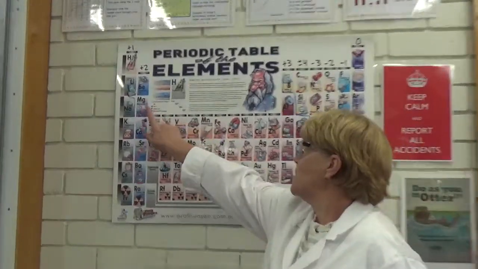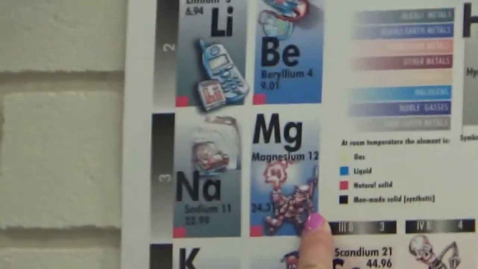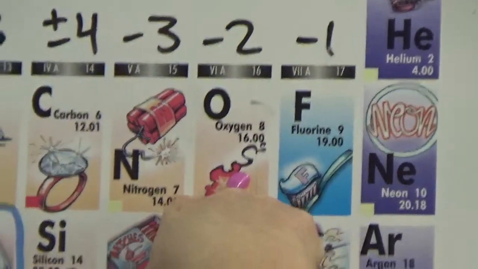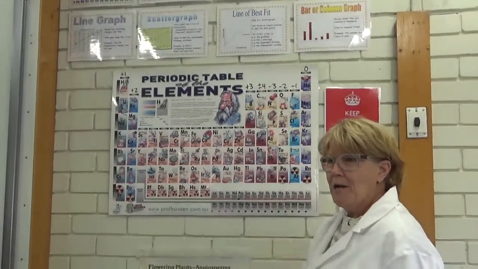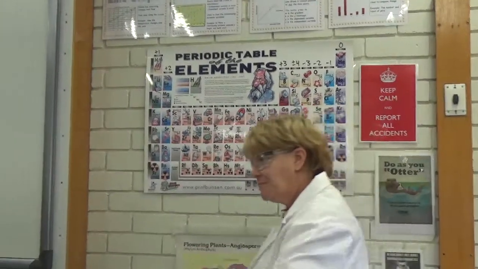Today we're going to be looking at the reaction between magnesium and oxygen. On our periodic table we have magnesium over in the metals, and we have oxygen over here in the non-metals, and we're going to look at what happens when the two of them interact. Alright, so over to the lab.